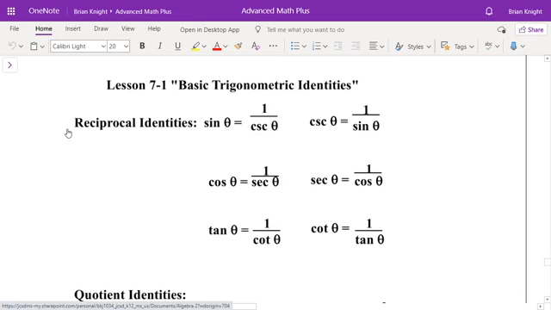Okay? All right. So, basically, you probably already know these. The reciprocal identities are stuff you should already know. What's the reciprocal of sine? Cosecant. What's the reciprocal of cosine? Secant. And the reciprocal of tangent is cotangent.